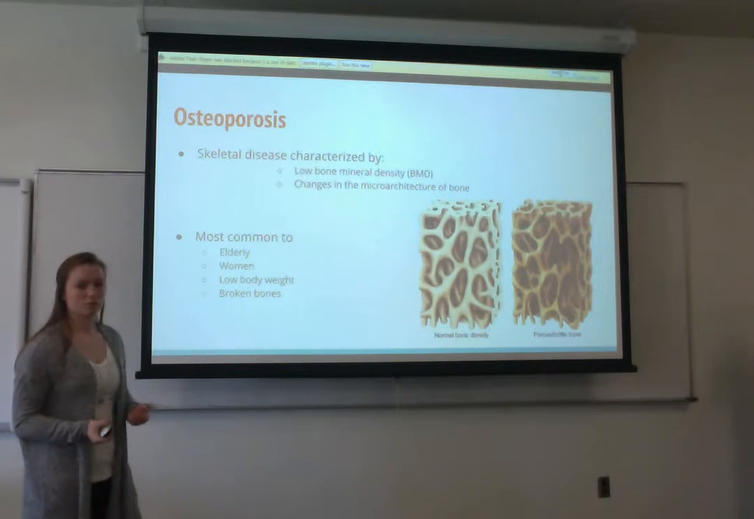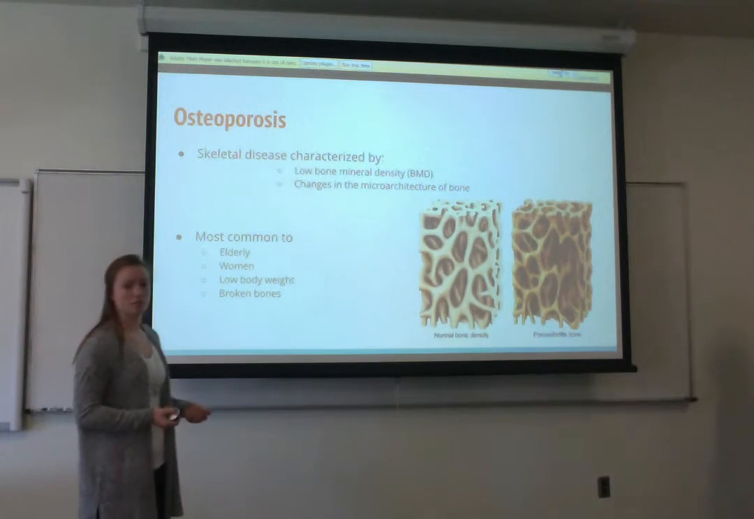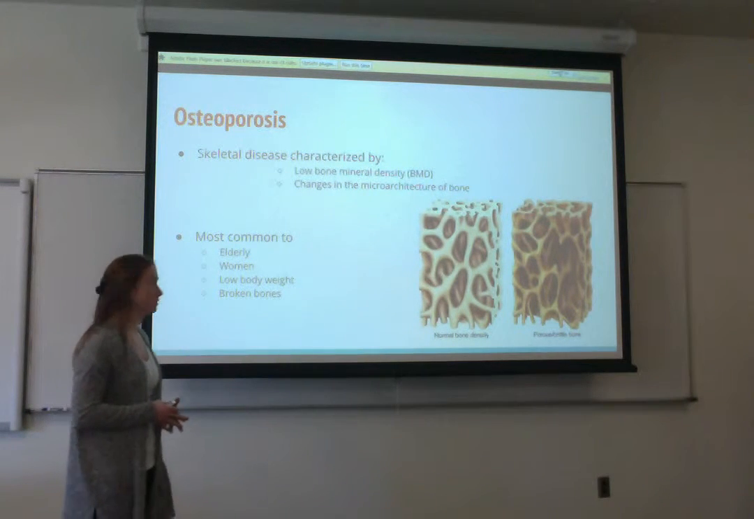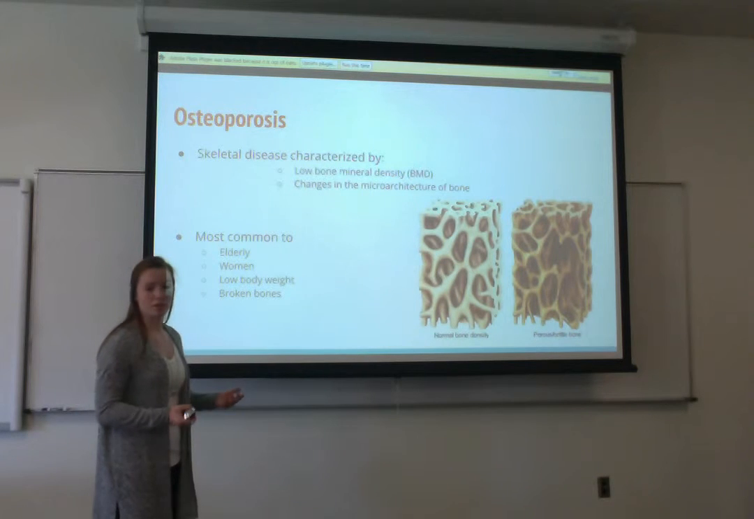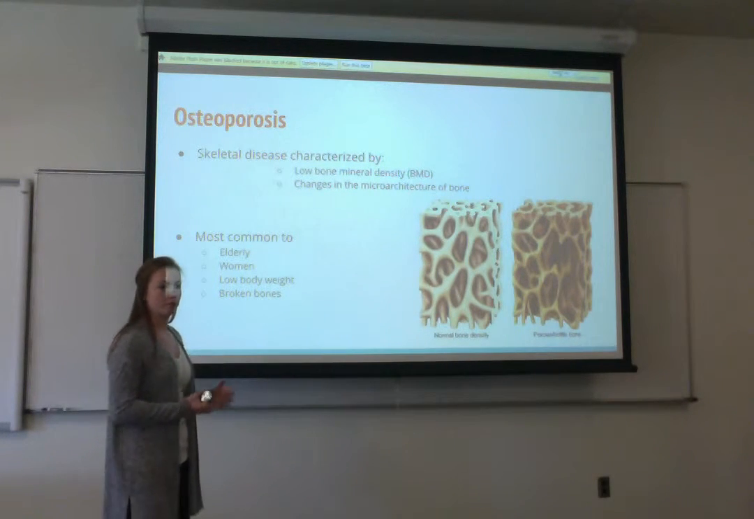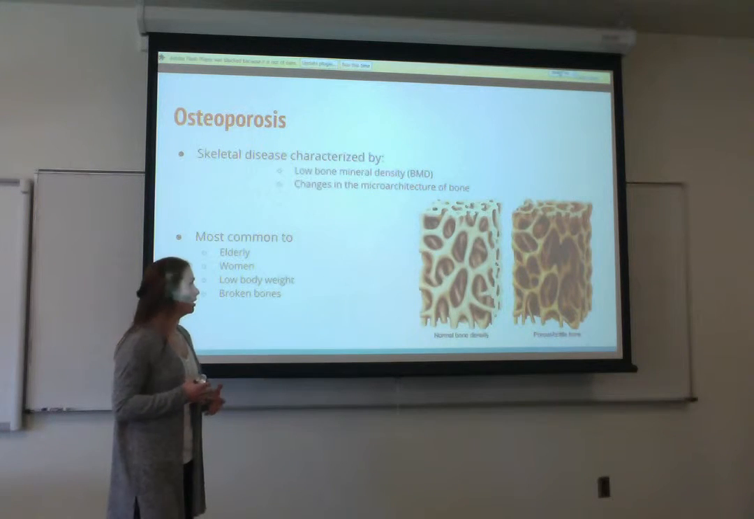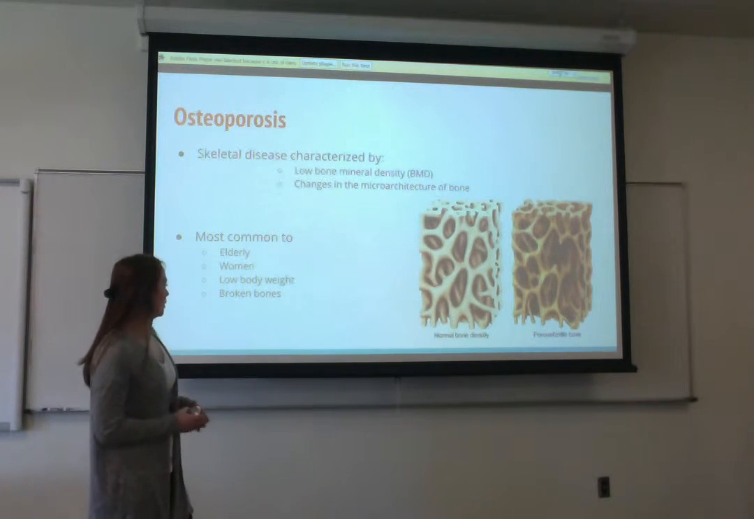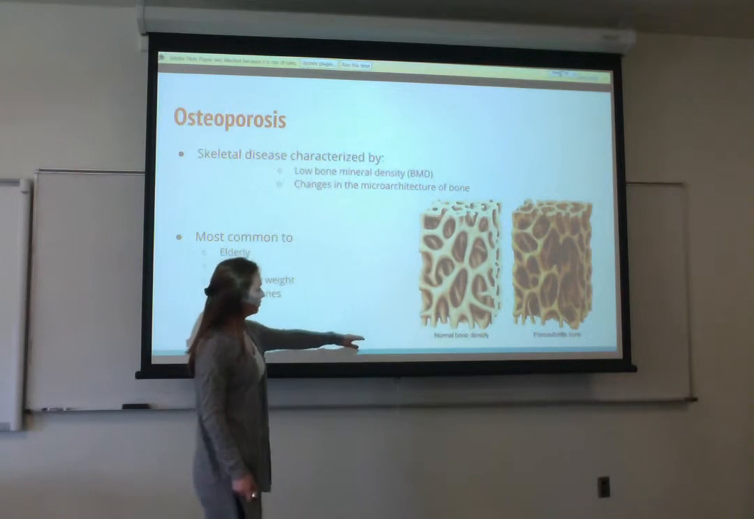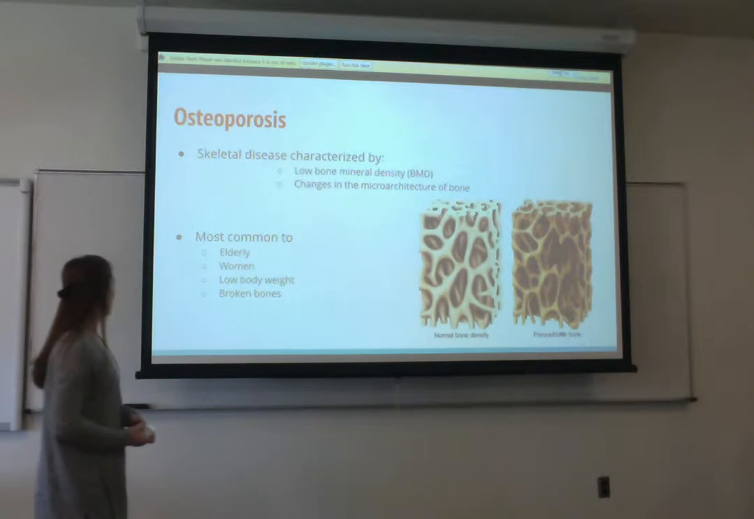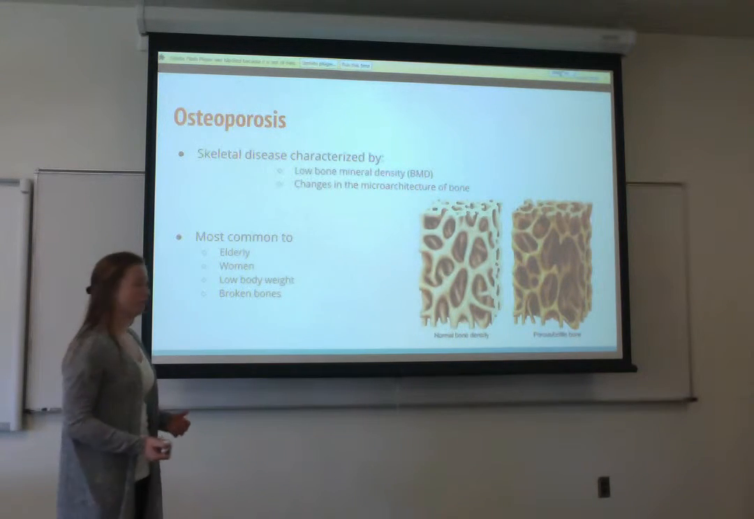So osteoporosis, what it is: it's a skeletal disease in your bones that is characterized by low bone mineral density and changes in the architecture of your bones. In simple terms, it's pretty much when a person has brittle bones that are more susceptible to cracking. Here we have a picture of normal bone, and then to the right of it is a bone of someone who has osteoporosis. It's most common in a few types of people.